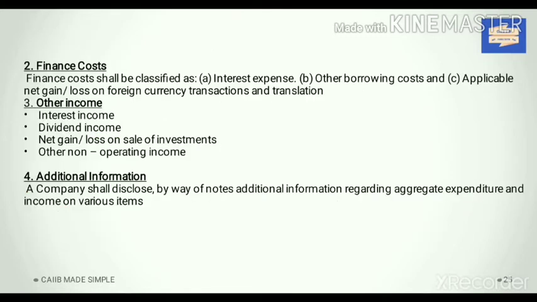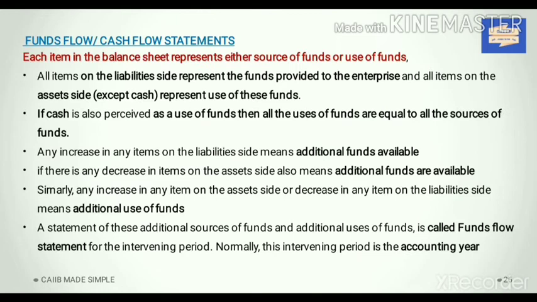Next is finance cost. Finance cost can be classified as interest expense, other borrowing cost, and applicable net gain or loss in foreign currency transaction and translation. Other income is interest income, dividend income, net gain or loss on sale of investments and other non-operating income. Additional information: a company shall disclose by way of notes additional information regarding aggregate expenditure and income on various items.